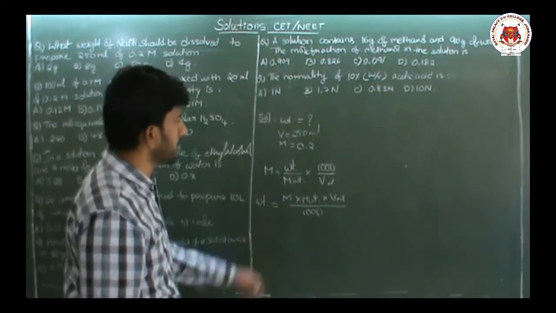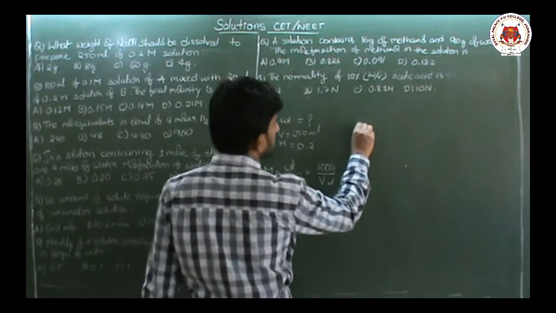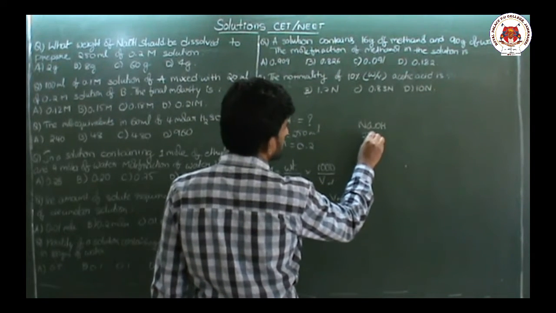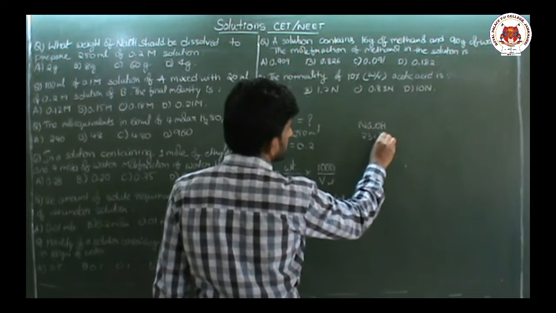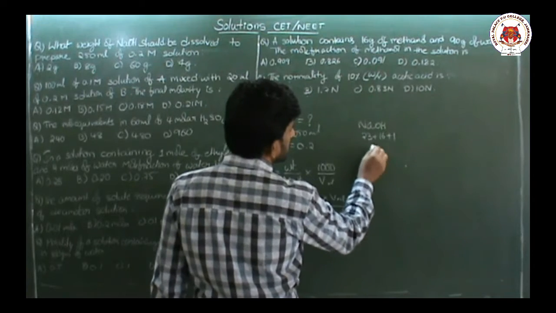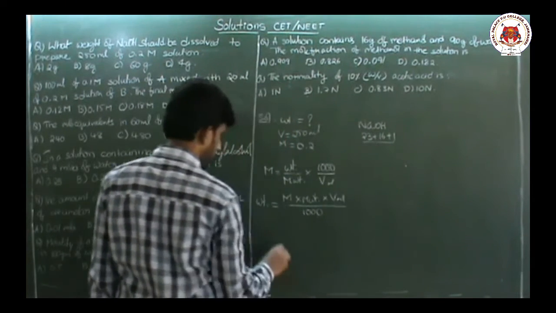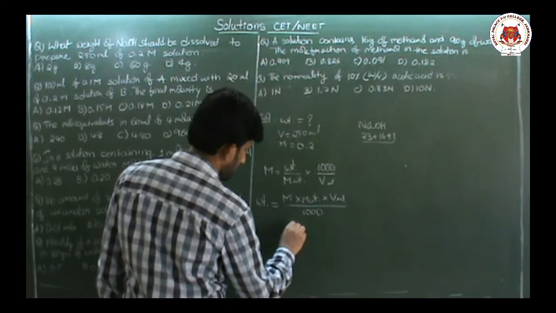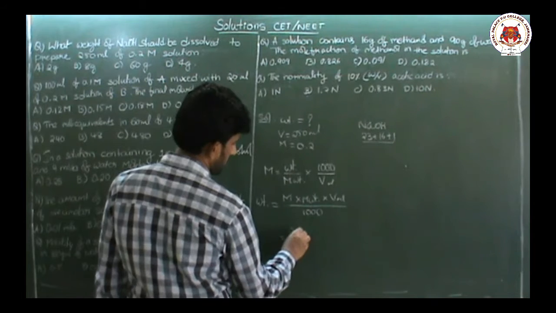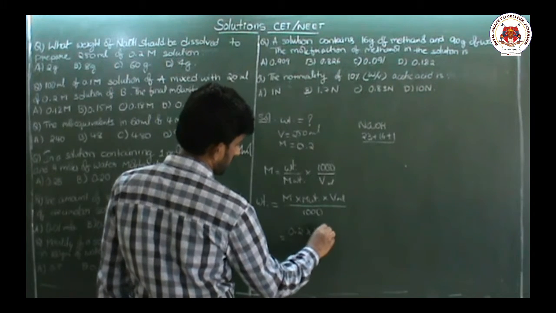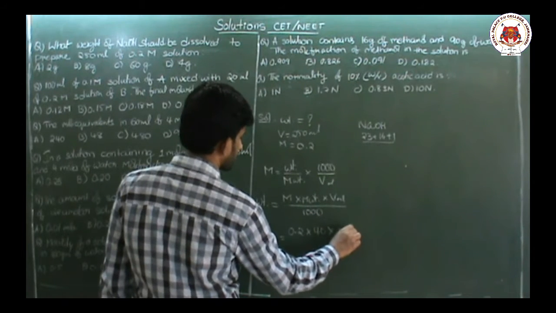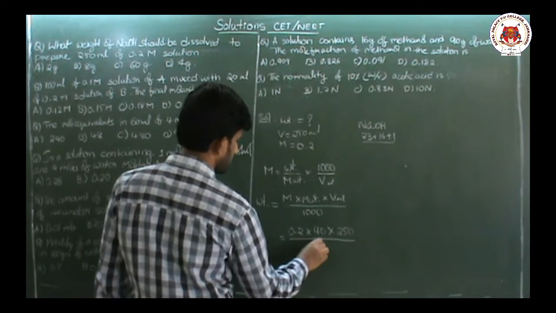Now what is the molecular weight of NaOH? NaOH molecular weight is sodium 23, oxygen is 16, hydrogen is 1. So it will be 40. M is molarity 0.2. What is molecular weight? 40. What is the volume? 250 divided by 1000.